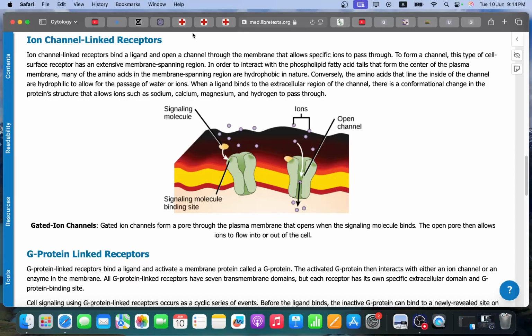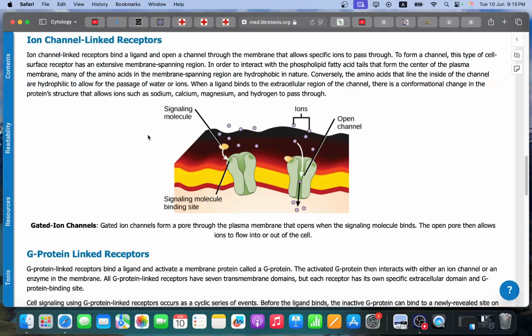This type of cell surface receptor has an extensive membrane spanning region in order to interact with the phospholipid fatty acids that form the center of the plasma membrane. Many of the amino acids in the membrane spanning region are hydrophobic in nature. Conversely, the amino acids that line the inside of the channel are hydrophilic to allow the passage of water or ions. When a ligand binds the extracellular region of the channel, there is a conformational change in the protein structure that allows ions such as sodium, calcium, magnesium, and hydrogen to pass through.